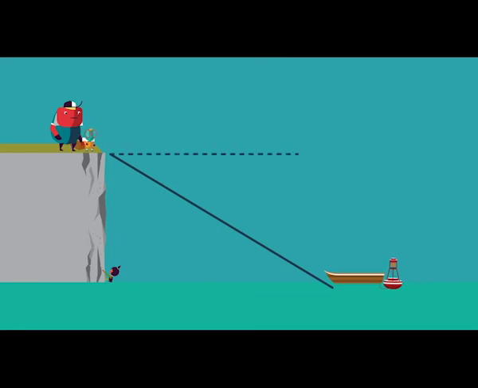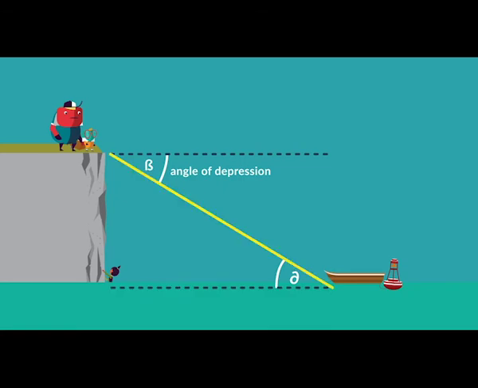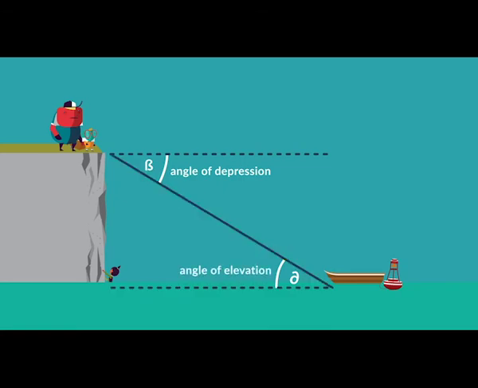Next, a horizontal line. The angle formed between this horizontal line and Fidel's line of sight is the angle of depression. And another horizontal line, this time from the boat to the bottom of the cliff. The angle from this horizontal line, looking up Fidel's line of sight, is the angle of elevation. There's now a right-angled triangle formed between the boat, the bottom of the cliff, and Fidel.